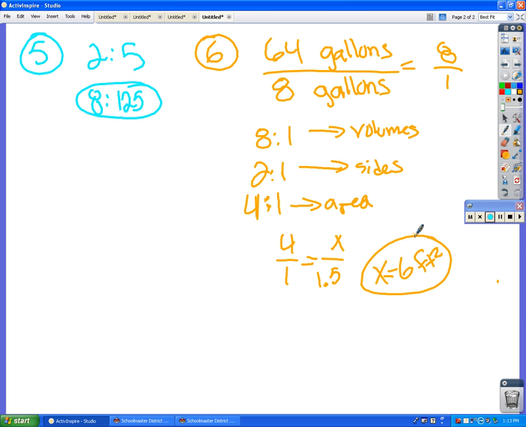Is that what you got? You just told me to cube root 64 and 8, and then you just square that. Right. And then do the proportion. All I did differently here is I reduced it before I cube rooted it. Okay? Either way works. Yeah, either way's fine.